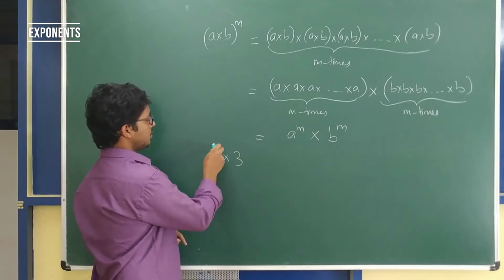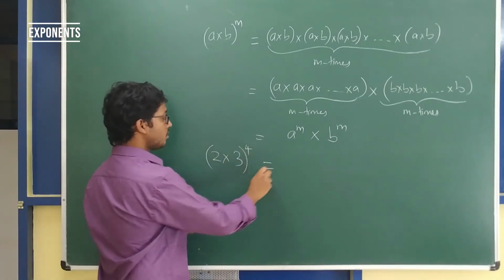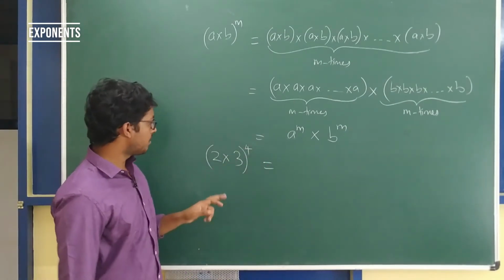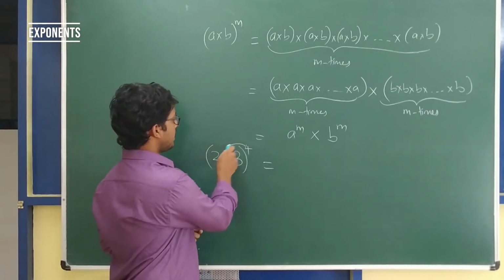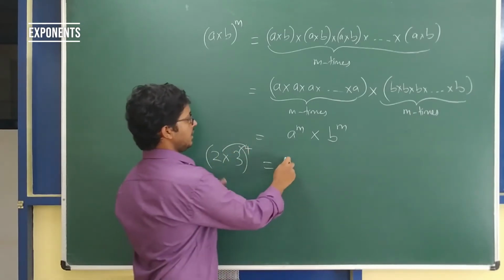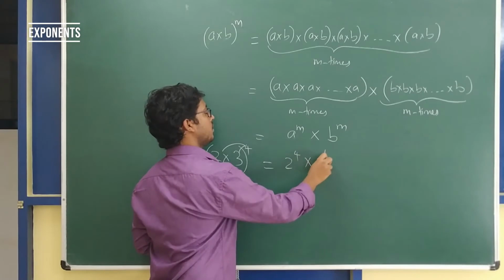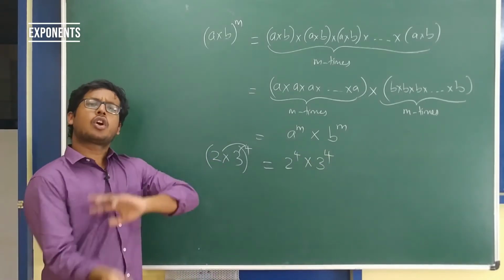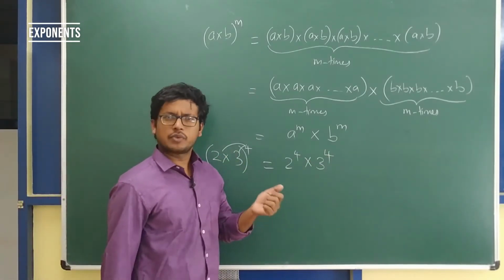So let's take a simple example. Let's say 2 into 3 whole raised to 4. Now it can be written as, since the bases are multiplied, I can take 4 separately. So it is 2 raised to 4 into 3 raised to 4. The converse is also true. Most of the time we apply the converse.